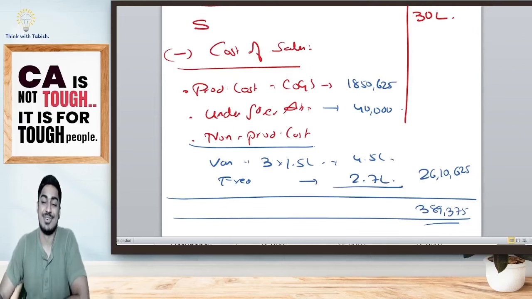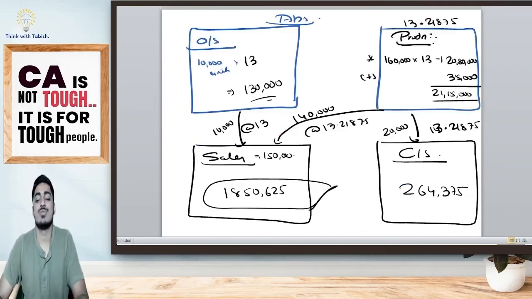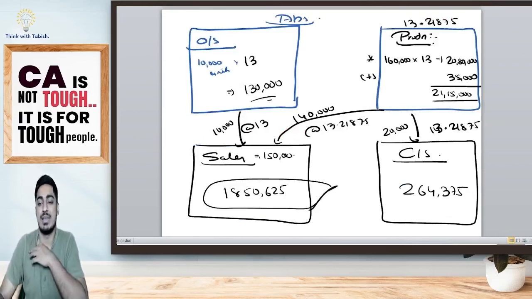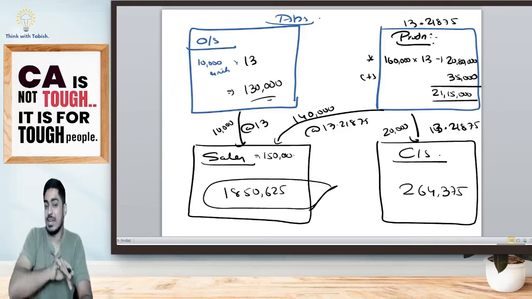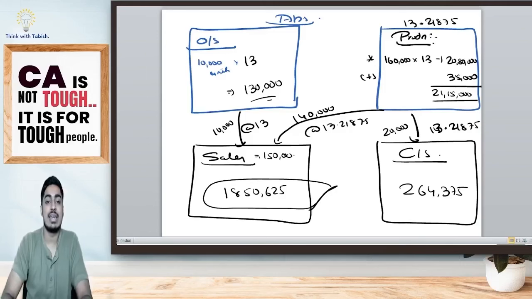Yes, students, there is one mistake. One simple calculation error is there. It's only a calculation error. Everything else is the same. Look at this here. I've told 10,000 opening stock is at 13 rupees, that means 1,30,000. 1,40,000 units is at 13.21875 for the current period. My total cost is 19 lakh.